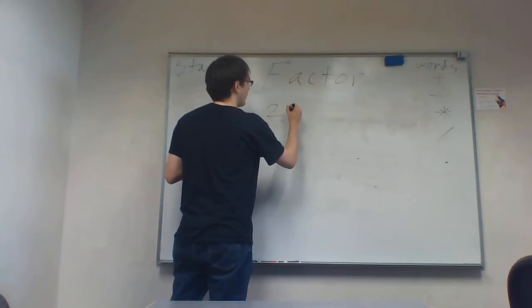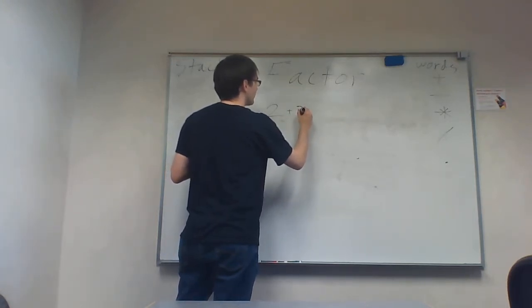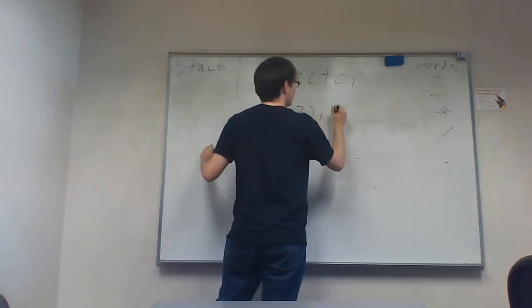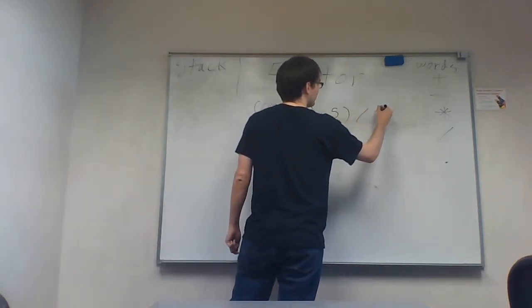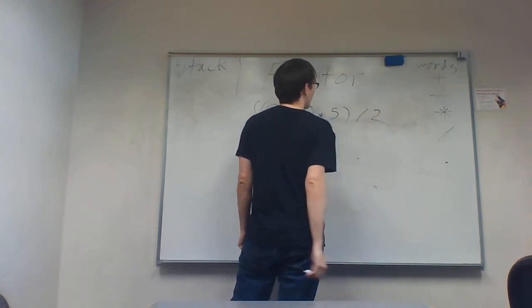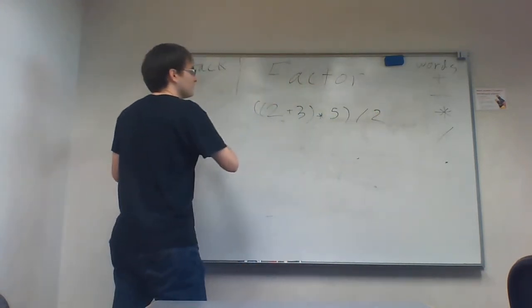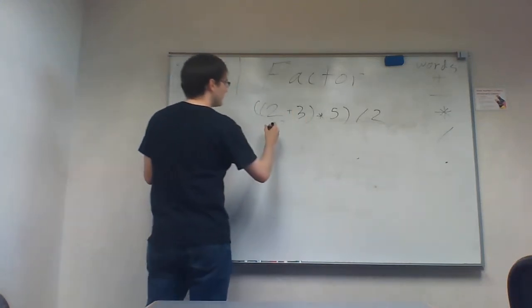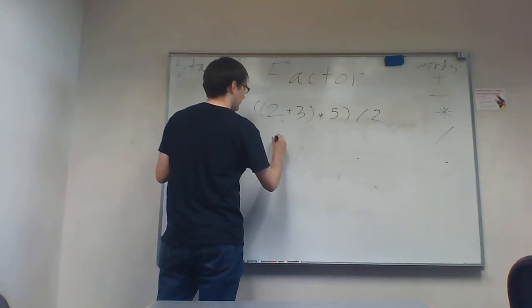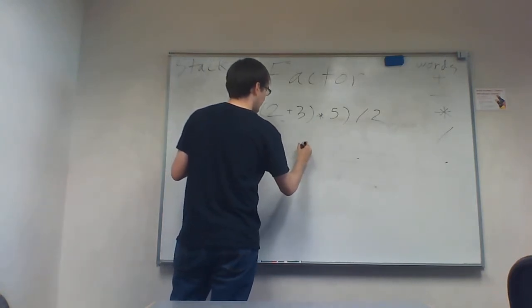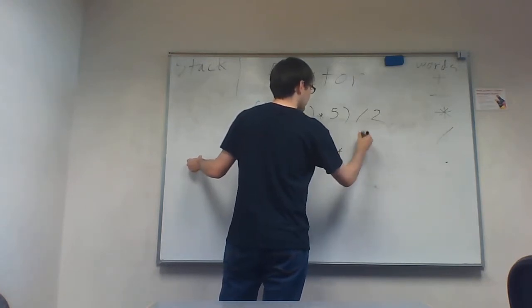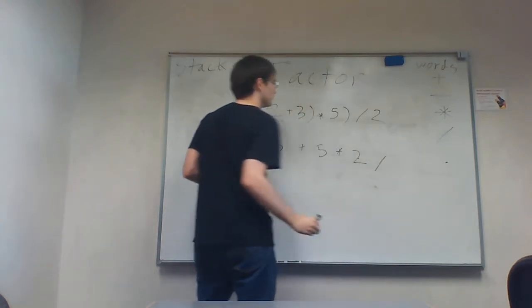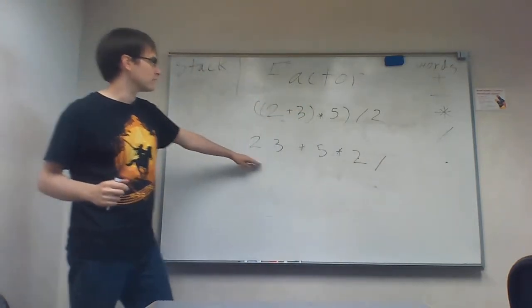So, if you wanted to write the equation 2 plus 3 times 5 and divide by 2, to write that in Factor, you would write it like this. So that's how you would write this all in Factor.